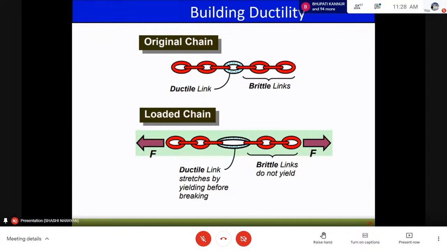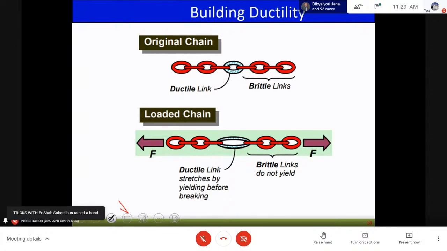Ductility is generally defined as the ability to deform beyond its elastic limit. If we have a ductile material, it will deform more than the elastic limit, and the ratio of the final deformation to the elastic deformation is the ductility ratio.